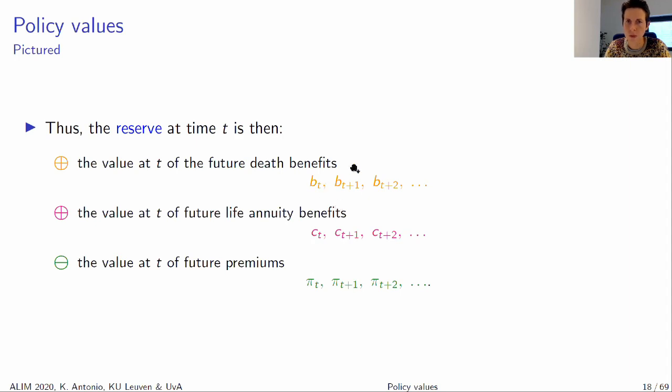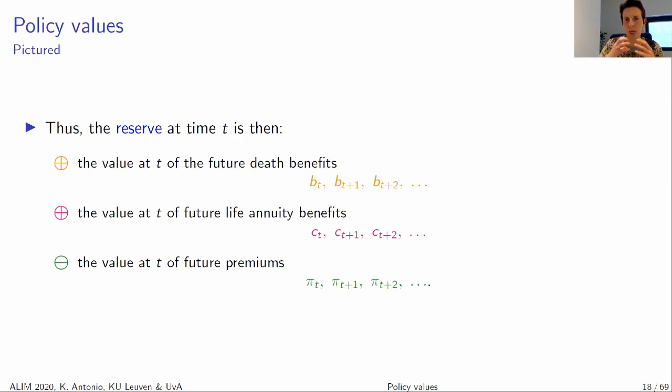So that's going to be bt, bt plus 1, bt plus 2, and so on. The value at time t of the future life annuity benefits, ct, ct plus 1, ct plus 2, and then minus the value at time t of the future premium. So I want to know, with this reserve, what amount of capital would I need at time t in order to make sure that as an insurance company I can fulfill my future liabilities towards my policyholders.